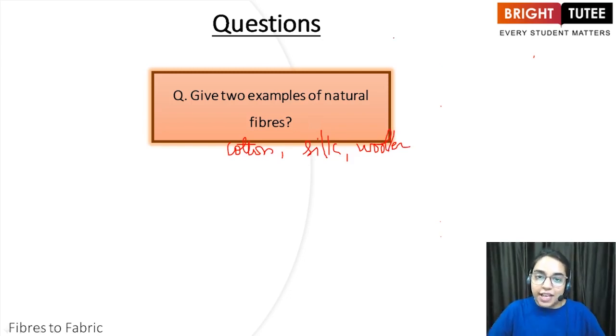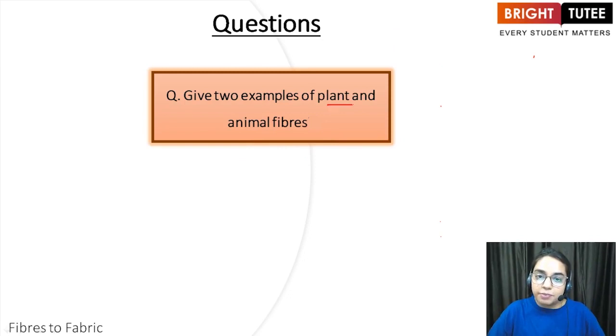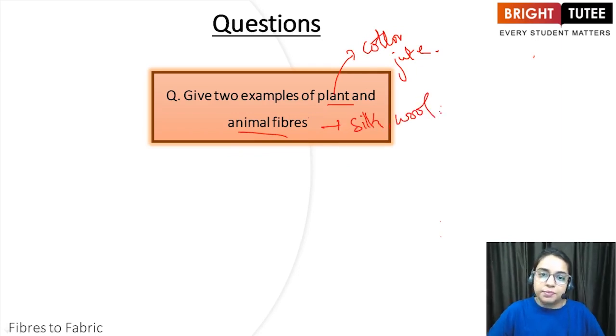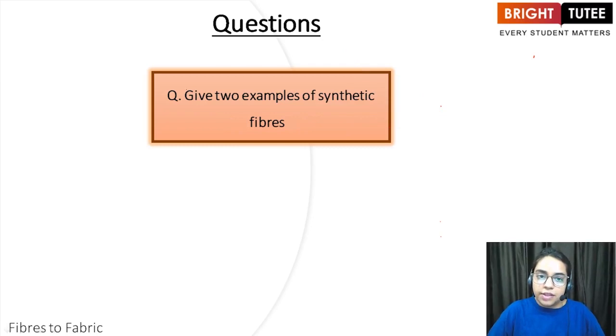Okay, next question is give two examples of plant and animal fibers. So two examples of plant fibers can be, children, cotton and jute, and two examples for animal fibers can be silk and wool. Okay, next question is give two examples of synthetic fibers. You can write acrylic, nylon, or polyester as per your choice.